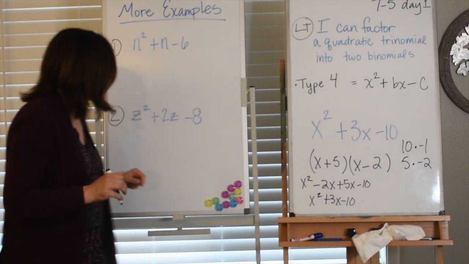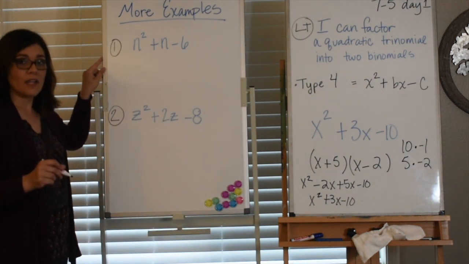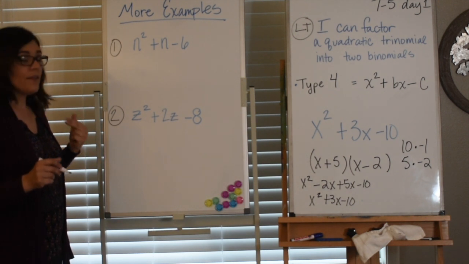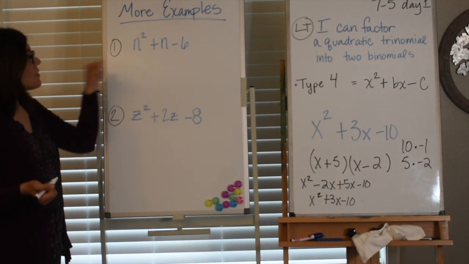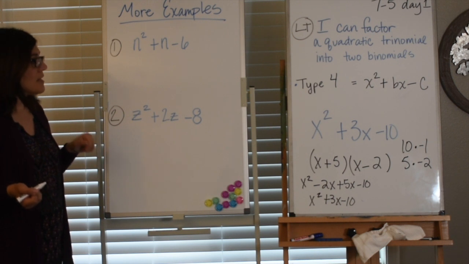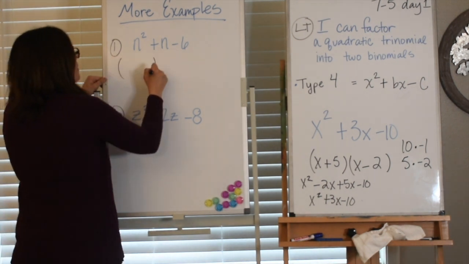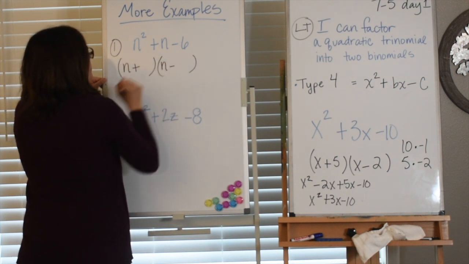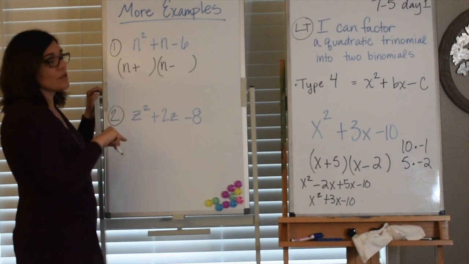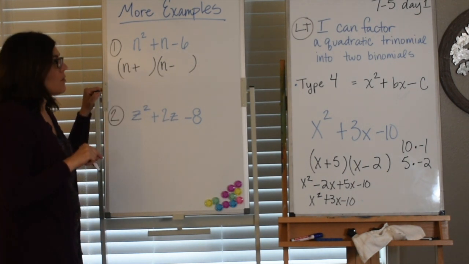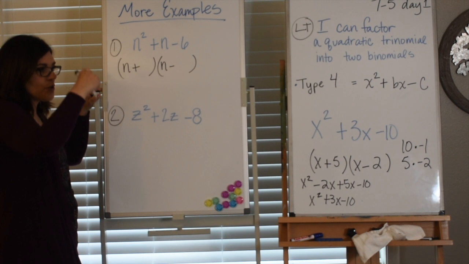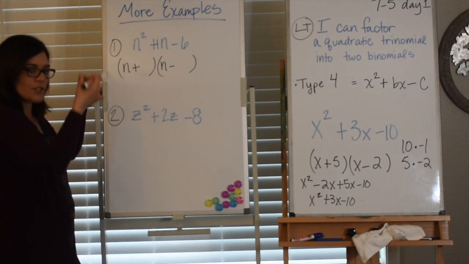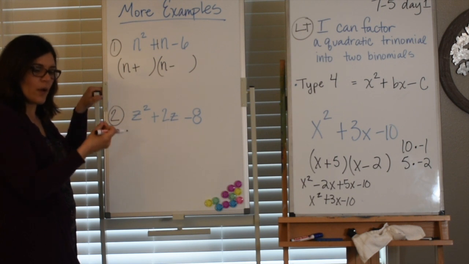All right, so go ahead and pause the video, write these two down, try them, see if you get the right answer, and then resume the video, okay? So this first one is n squared plus n minus 6. I know I'm going to have an n plus something and an n minus something. And I know that my middle term is positive, so I'm going to start going through those factor pairs, because remember there's a 1 here. We don't write it, but it's 1n. So what two factor pairs when added together is going to make 1?